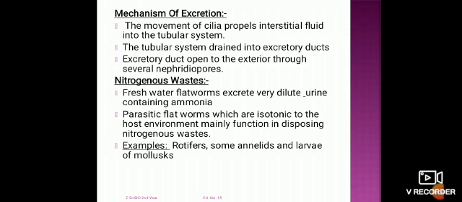The nitrogenous waste in the freshwater flatworms is a very dilute urine containing ammonia. Parasitic flatworms are isotonic to the host environment, and their main function is to dispose of the nitrogenous waste. Here are some other examples: rotifers, which belong to phylum Rotifera, some annelids, and the larvae of the phylum Mollusca.